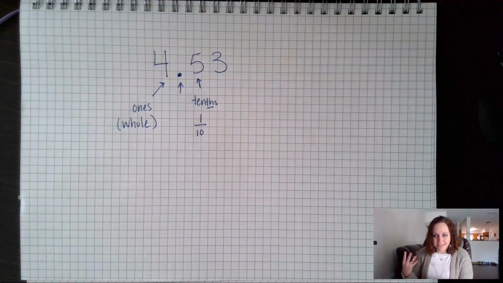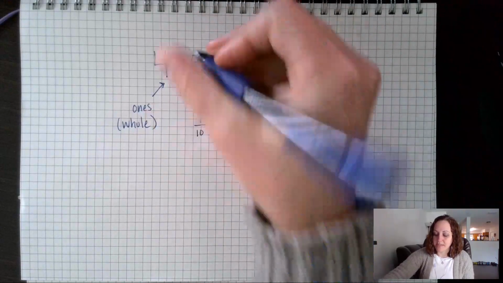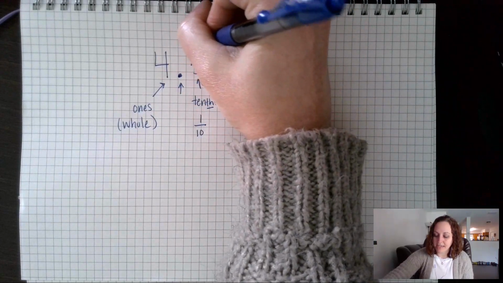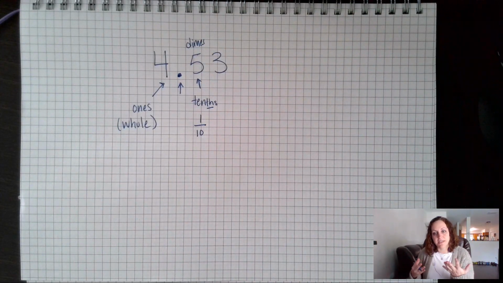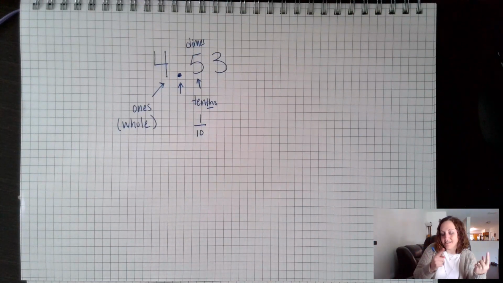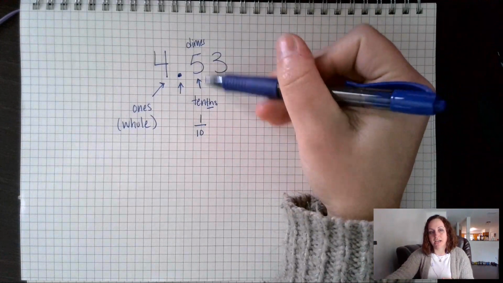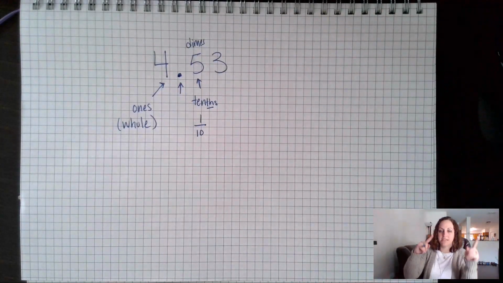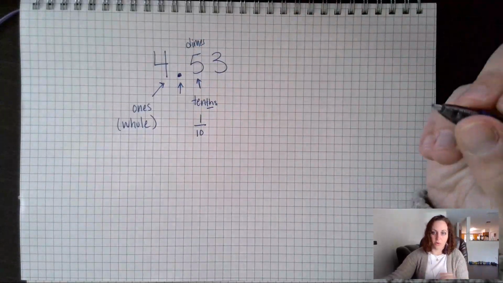The other way I like to think about this, remember where I talked about money, is this is kind of like dimes. If I have 50 cents, I have 5 dimes, right? It takes 10 dimes to make a whole, 10 dimes to make a dollar. So if we think about this like our dimes place, that helps us to remember dimes, tenth, because it takes 10 of them to make a whole.